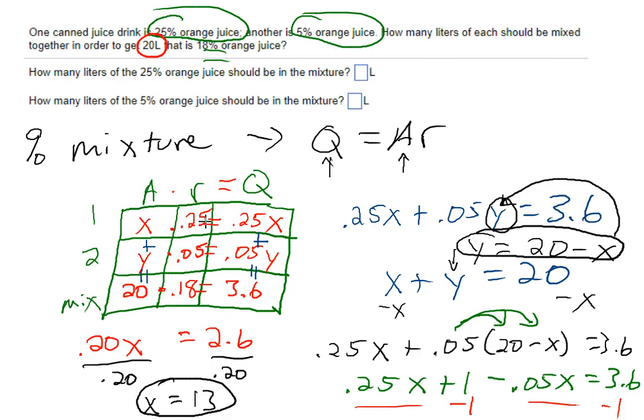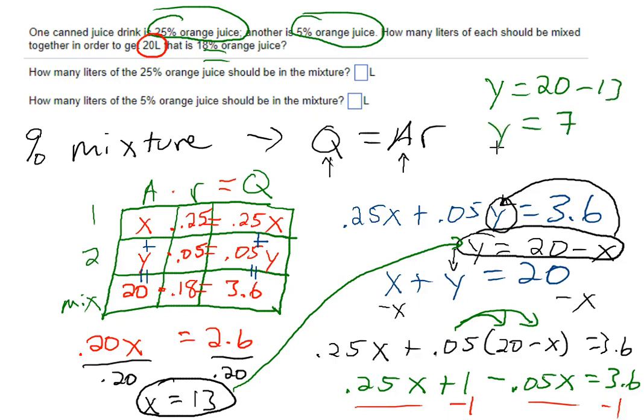That's how much of the 25% concentration we want to use. We need to find how much of the 5% concentration we want to use. So we're going to plug that back into one of the original equations. I'm going to suggest plugging it back into this one right here where it's already solved for y. So we're going to get y equals 20 minus 13, which gives me 7.